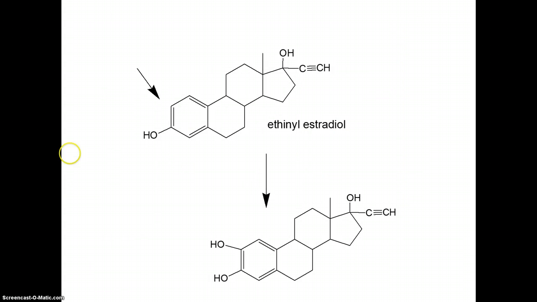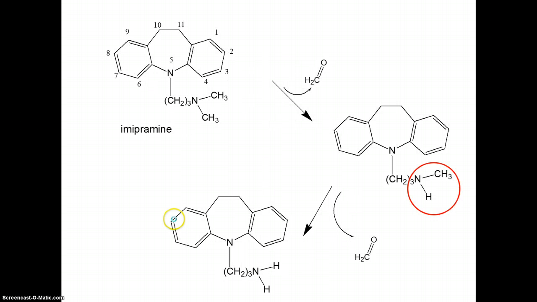Okay, this is an example. This is ethinyl estradiol here, and the arrow is pointing to this region of the molecule. When we undergo phase 1 reactions, we are going to produce a hydroxyl group. We're going to add a hydroxyl group to this molecule right here. This would be an example of a hydroxylation reaction. The oxygen in the hydroxyl group makes this compound more polar.